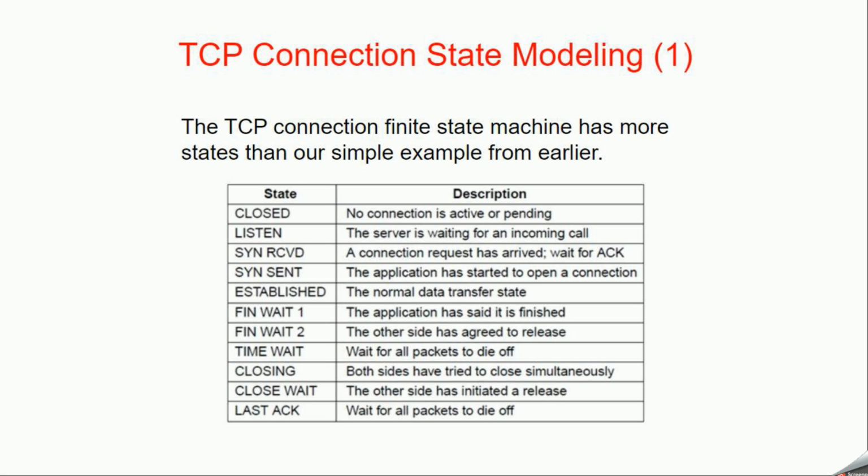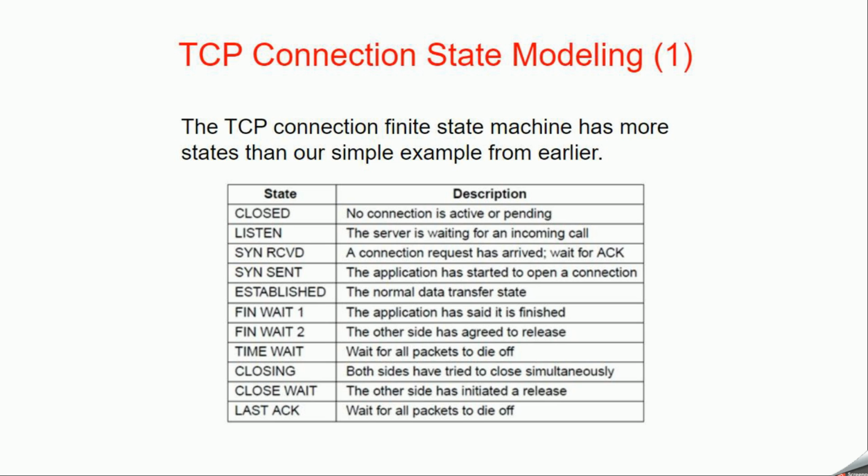Time wait state is basically a state where the connection waits for all packets to die off, so that when a new connection is established, old packets are not carried forward. Closing state, both sides have tried to close simultaneously. Close wait state is nothing but the other side has initiated a release. And last ACK means wait for all packets to die off.